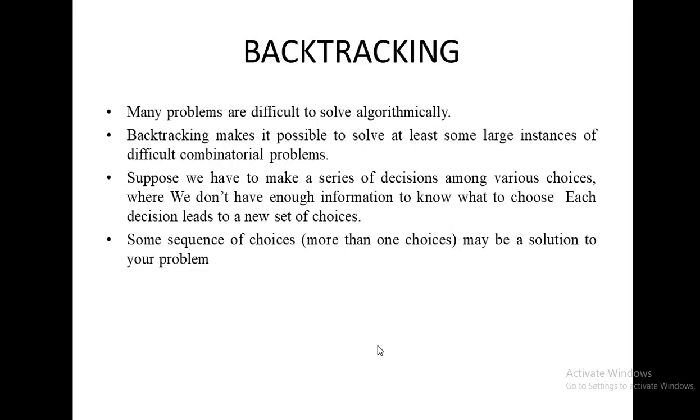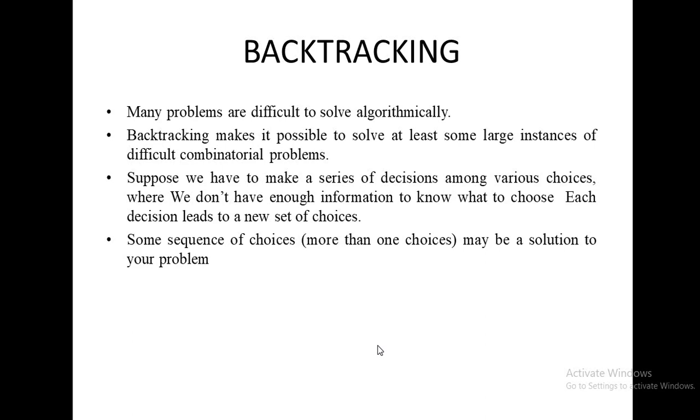Backtracking is a more intelligent variation of this approach to construct the solutions one component at a time and evaluate each partially constructed candidate as follows. Many problems are difficult to solve algorithmically. Backtracking makes it possible to solve at least some large instances of difficult combinatorial problems.